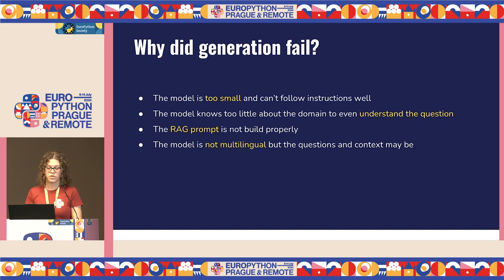Another potential issue is that maybe the RAG prompt is not built properly. Especially some small models are very sensitive to how the prompt is built. So if you have typos, weird formatting or special characters, sometimes the LLM gets confused by those. So you have to check what's in your RAG prompt and maybe slightly clean your data to avoid this sort of confusion from the LLM.